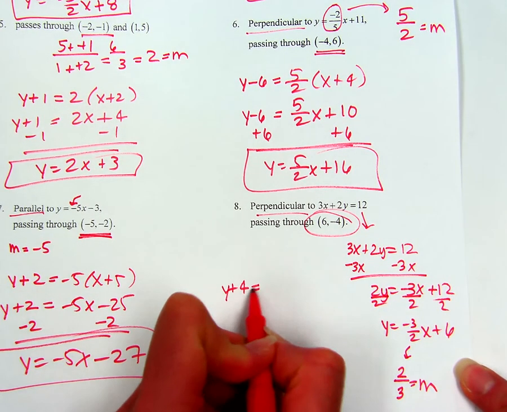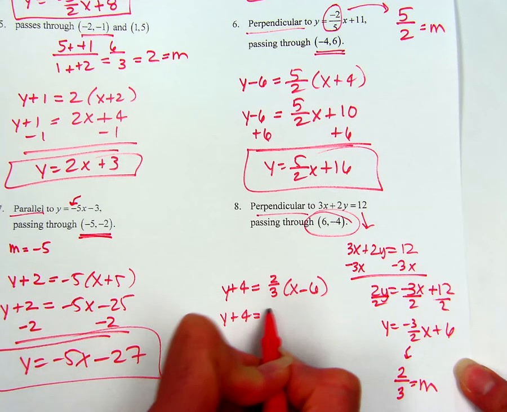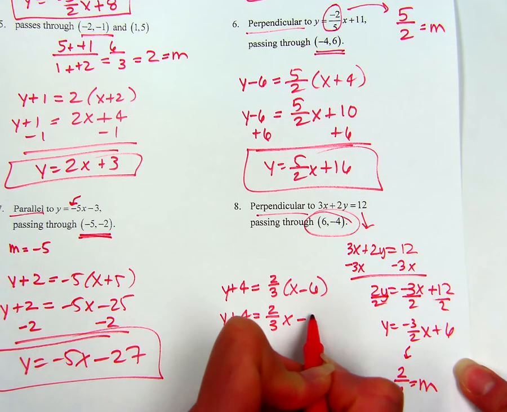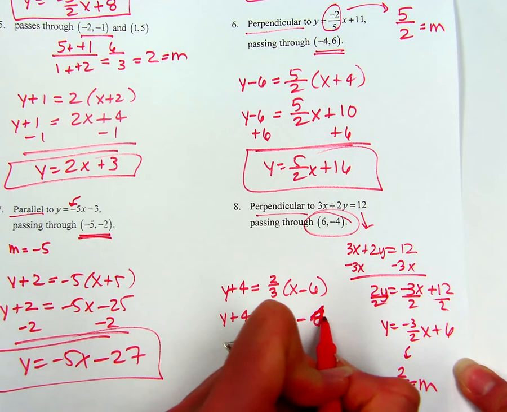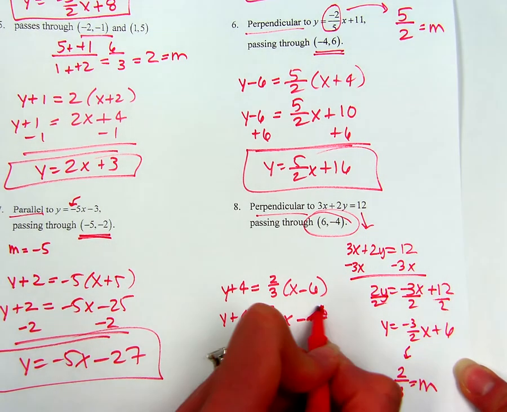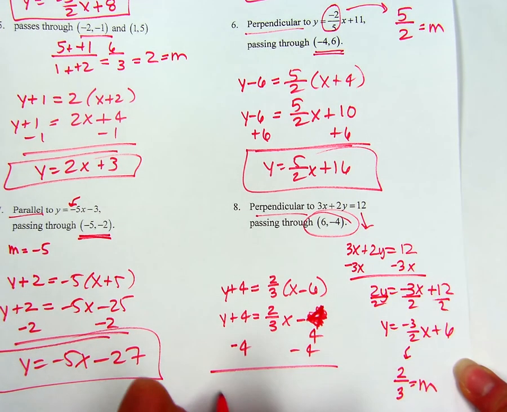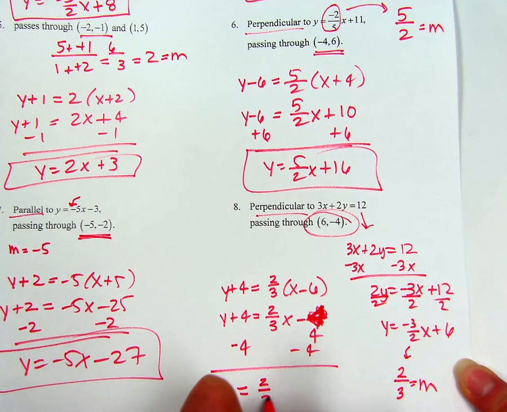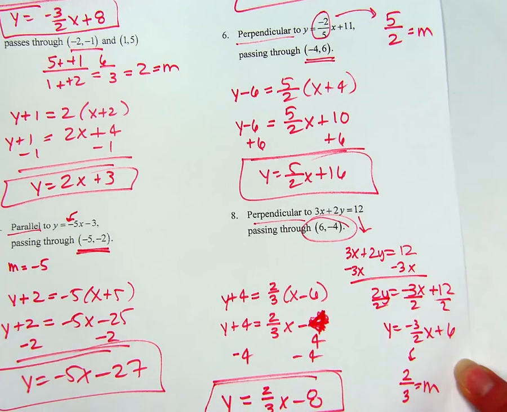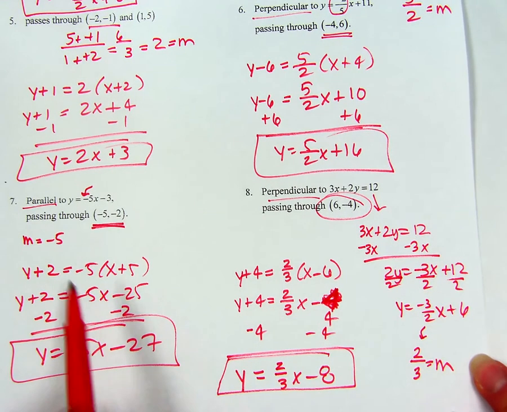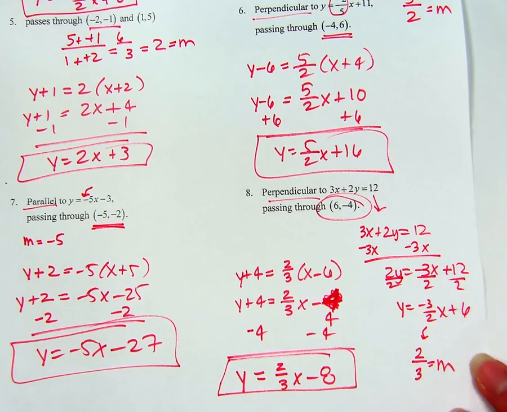So I'm going to do y plus 4 equals 2/3 times x minus 6. And then I'm going to distribute my 2/3, and then I'm going to subtract 4 on both sides, and I get y equals 2/3 x minus 8. And then I'm all done. All right, so the main thing you got to remember is parallel lines have the same slope, and perpendicular lines have opposite reciprocal slopes. And then we're all done.